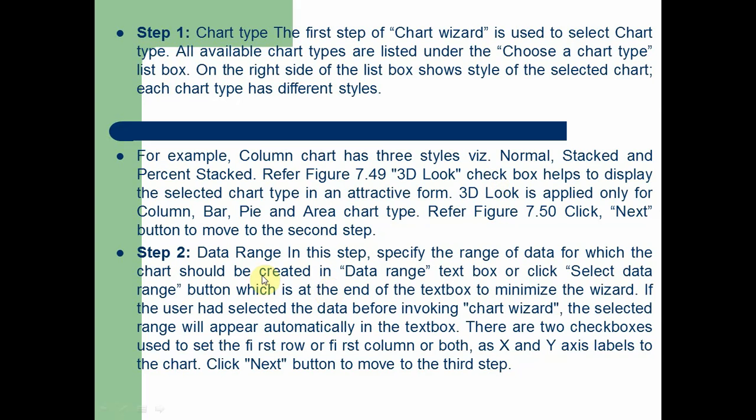After the first step is over, the second step is the data range. In this step, we specify the range of data for which the chart should be created. In the data range, you can either select the range or type the range by using cell references. After typing or selecting the range, there are two checkboxes used to set the first row or first column or both as labels, for example the X and Y axis labels of the chart.